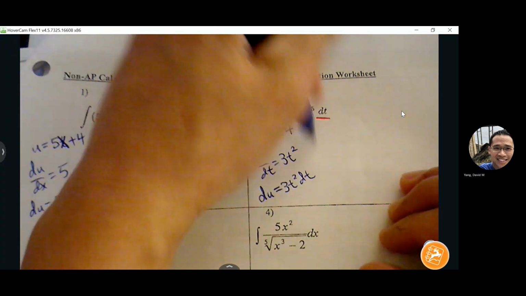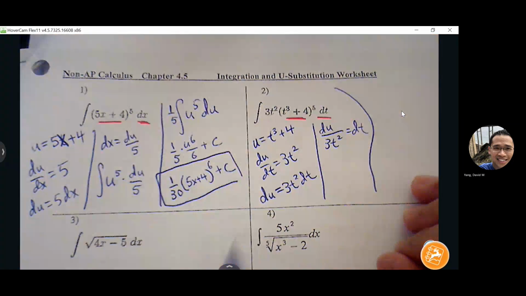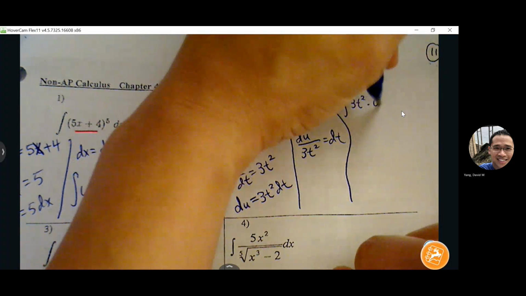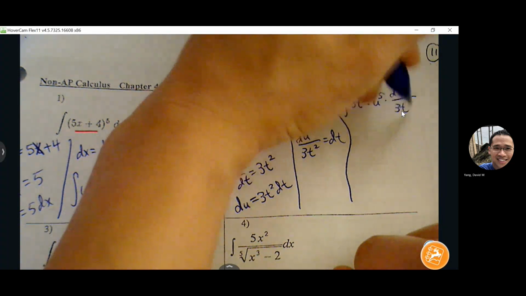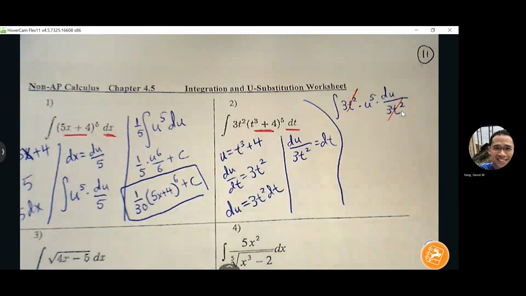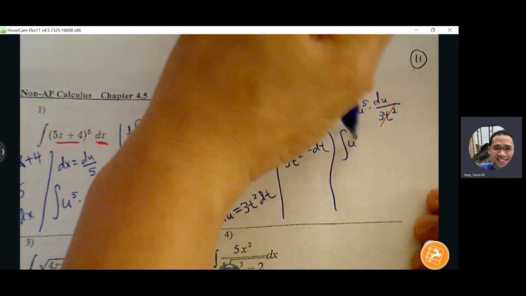Okay, solve for dt. Make my substitutions. Okay. T squared goes away. The 3 also happens to go away. So now I'm left with something that I can handle using power rule.